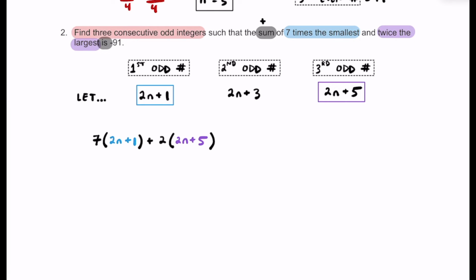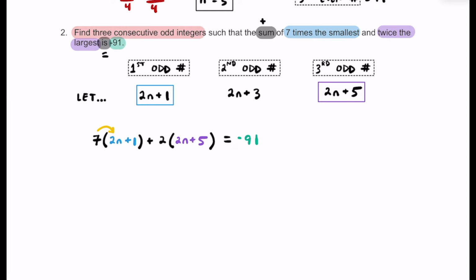Then we see this keyword of "is" again. Remember, "is" just means equal. And so this whole thing is going to be equal to negative 91. So I'm just going to go ahead and write that equals negative 91. All right, so we have our equation here. Let's go ahead and solve it.